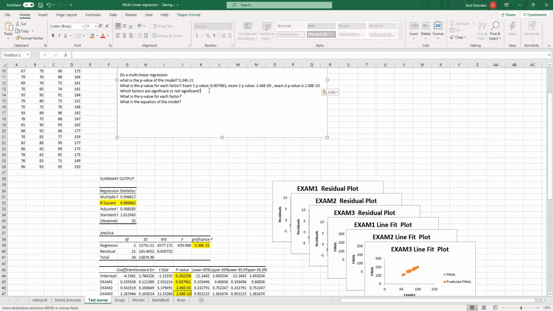Which factors are significant? Well, they all are. Exam 1, exam 2, and exam 3 are all significant. What is the p-value for each factor? Oh, I already did that. I don't know why I wrote that twice. Okay, let's try to make that prettier. This gets messed up.